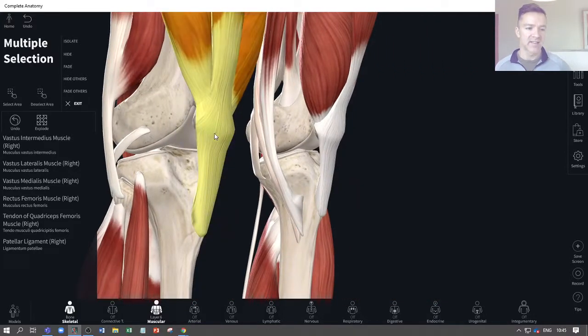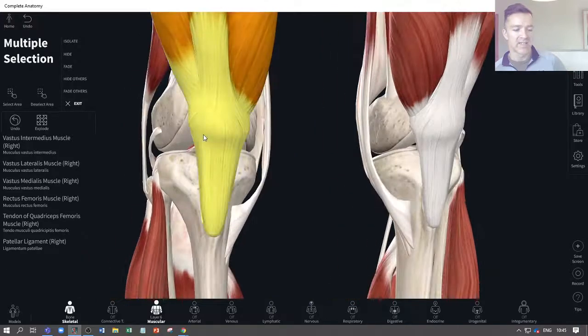So the tendon of the quadriceps joins those muscles onto the patella. And then below the patella, we've got the patellar ligament, which joins the patella to the tibia.